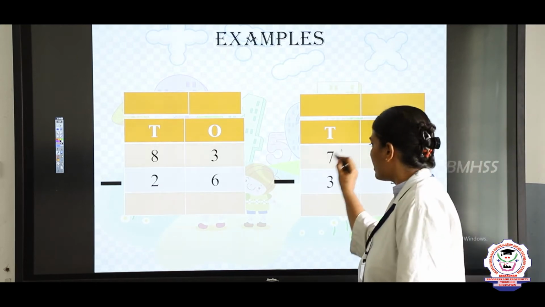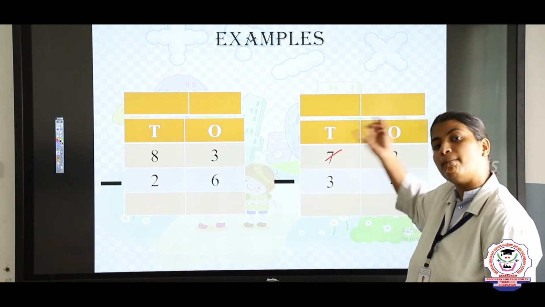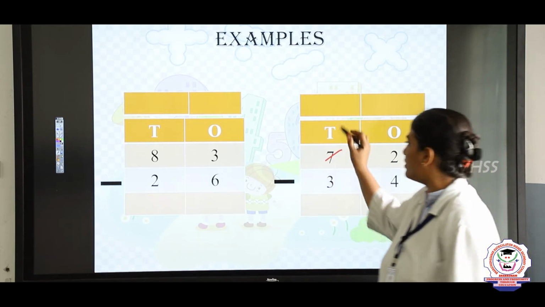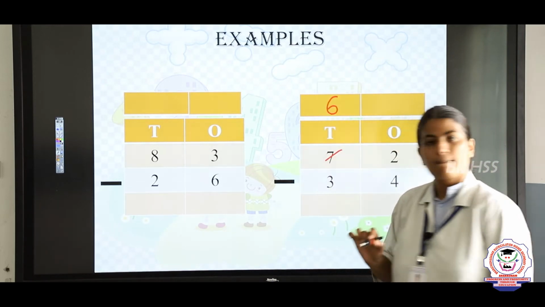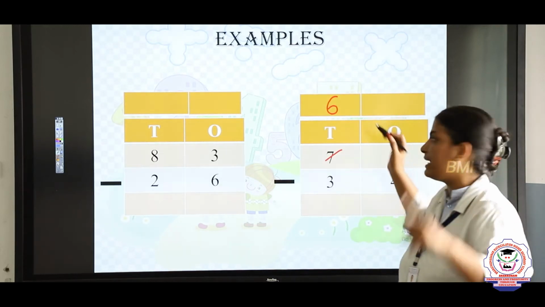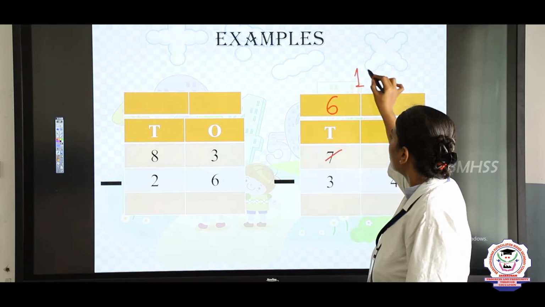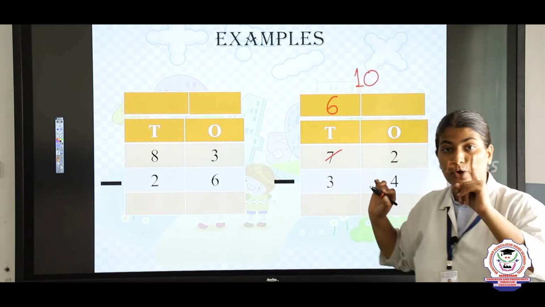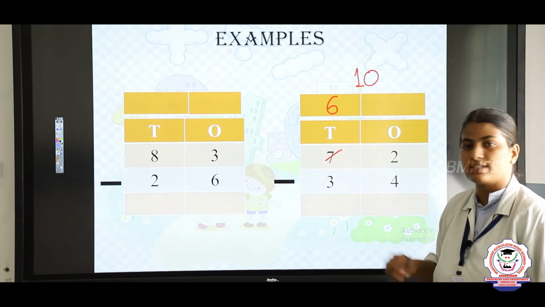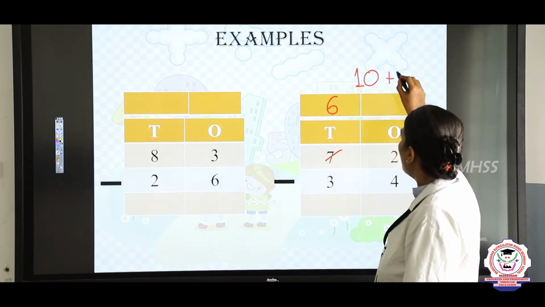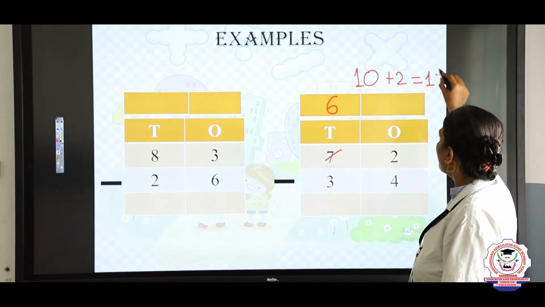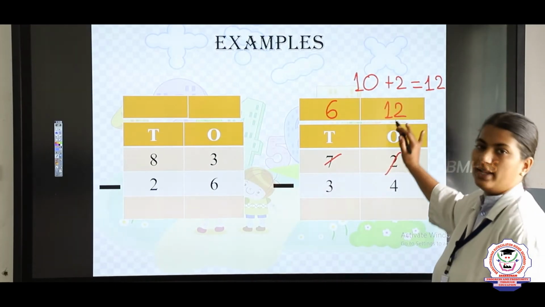So, you should cut 7 and write the before number of 7. What is the before number of 7? The before number of 7 is 6. Okay, children. Now, you are borrowing 1 ten, that is 10. How much, children? You are borrowing 1 ten from tens place. And what number do you have in ones place? You have 2 in your ones place. So, 10 plus 2 is 12. You should write 12 here.